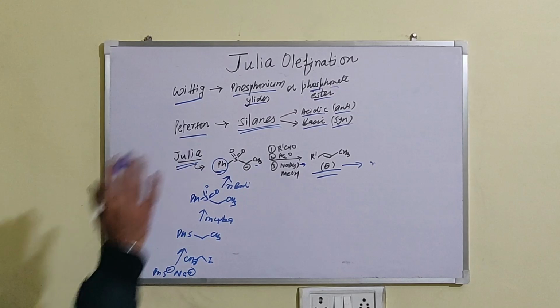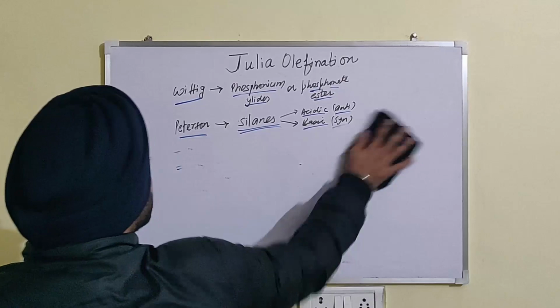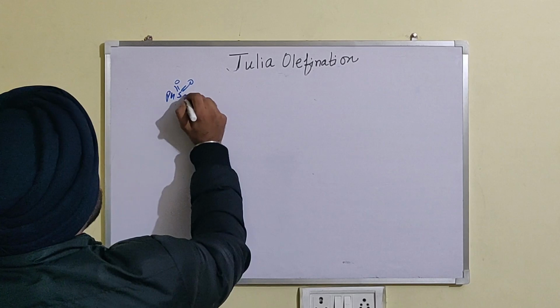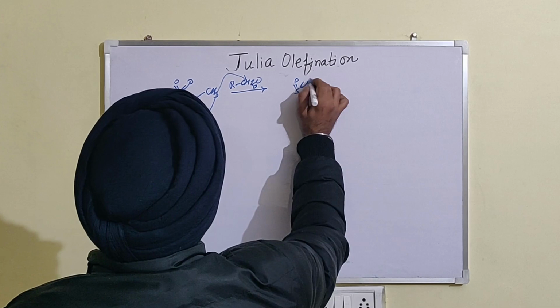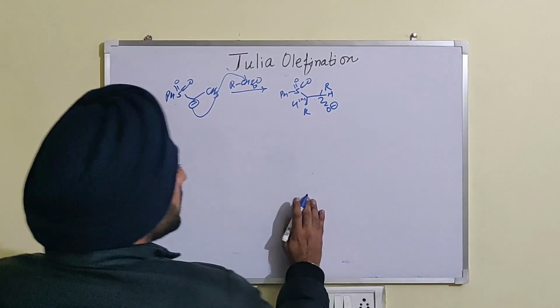Now let us look into the mechanism of this reaction. What happens when this carbanion attacks the aldehyde, and what sort of mechanism does the reaction go through, which is pretty interesting from the point of view of understanding the mechanistic details. Now, once we have this carbanion and we have this aldehyde, the carbanion attacks the aldehyde, and it leads to the formation of the sulfone. Okay, so what we have here is O minus. So what we form is the beta hydroxy sulfone.